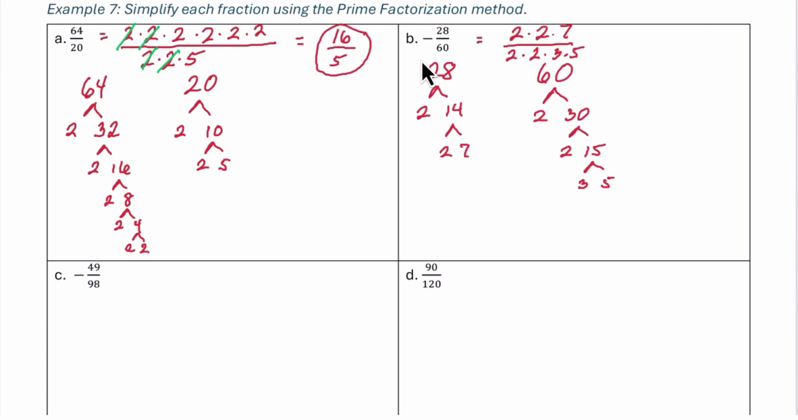Next, we want to reduce any common factors. We have 2 pairs of 2's in common, so we'll reduce those out. And we're left with 7 over 15. And that is, of course, negative because the original fraction is negative.